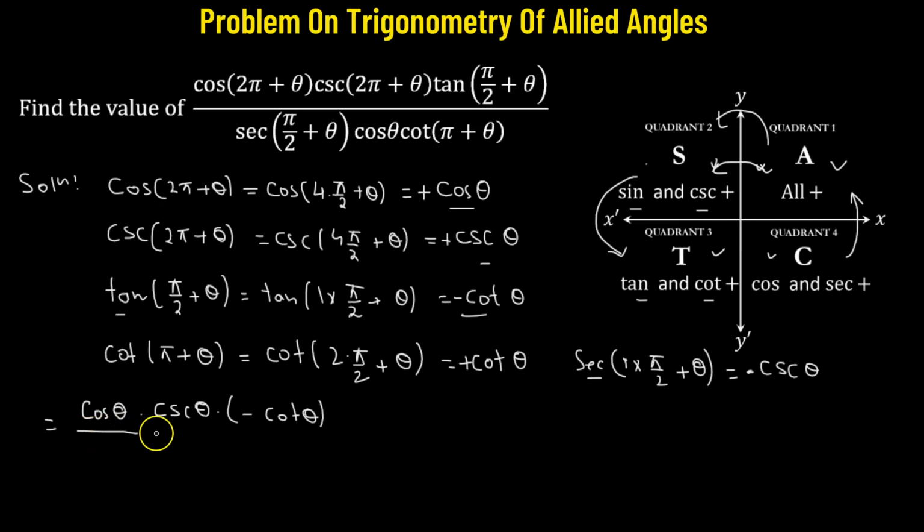We're going to divide by negative cosecant of theta, in place of secant of pi over 2 plus theta. Then we have cosine of theta. Then we come to cotangent of pi plus theta, which came out as cotangent of theta. Fine. So let's cancel out some of the factors. Cosine of theta cancels out, cosecant of theta and cosecant of theta cancel out, and cotangent of theta cancels out. All the factors got cancelled, leaving us with -1 in the numerator and -1 in the denominator, which finally gives us a value of positive 1. So the value of the given trigonometric expression is positive 1.